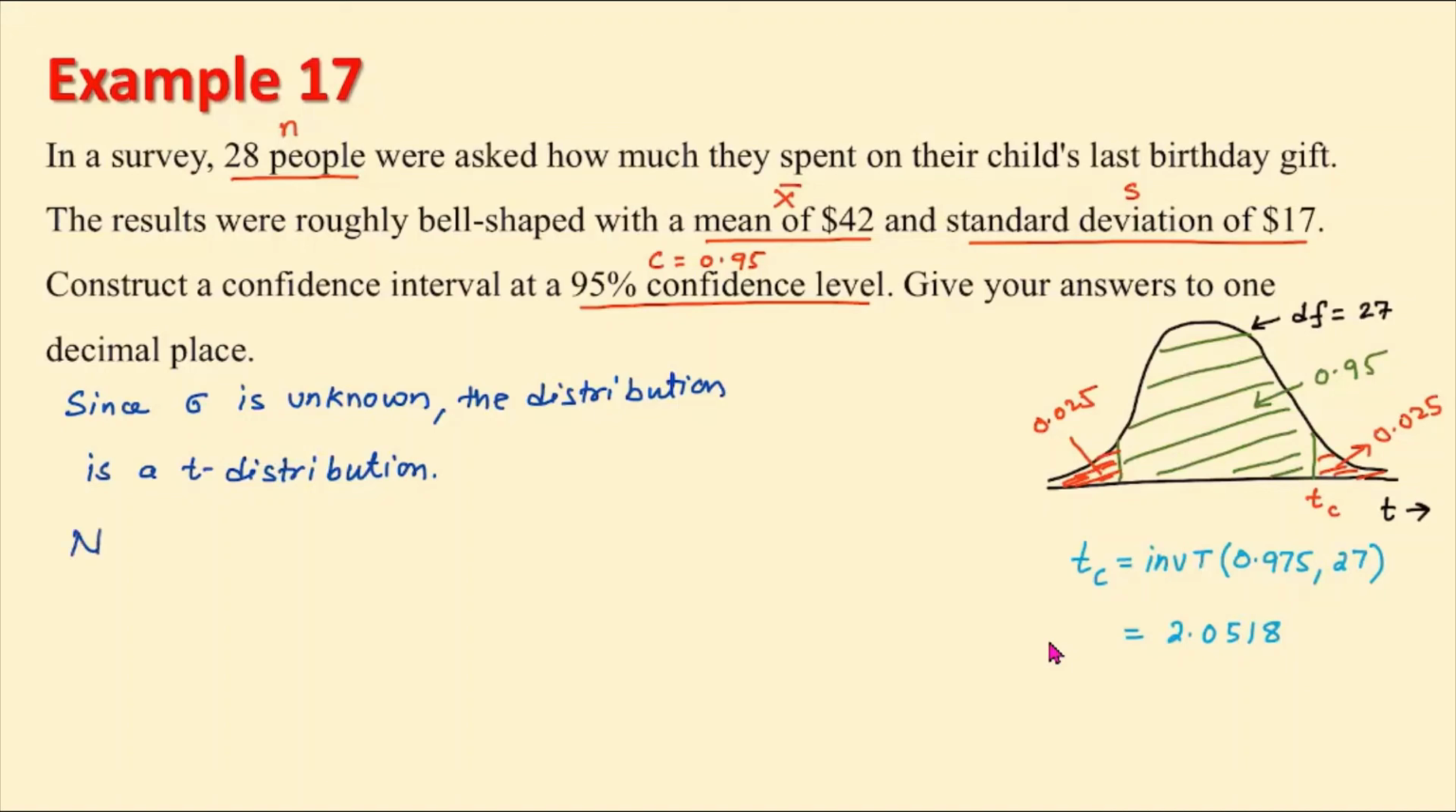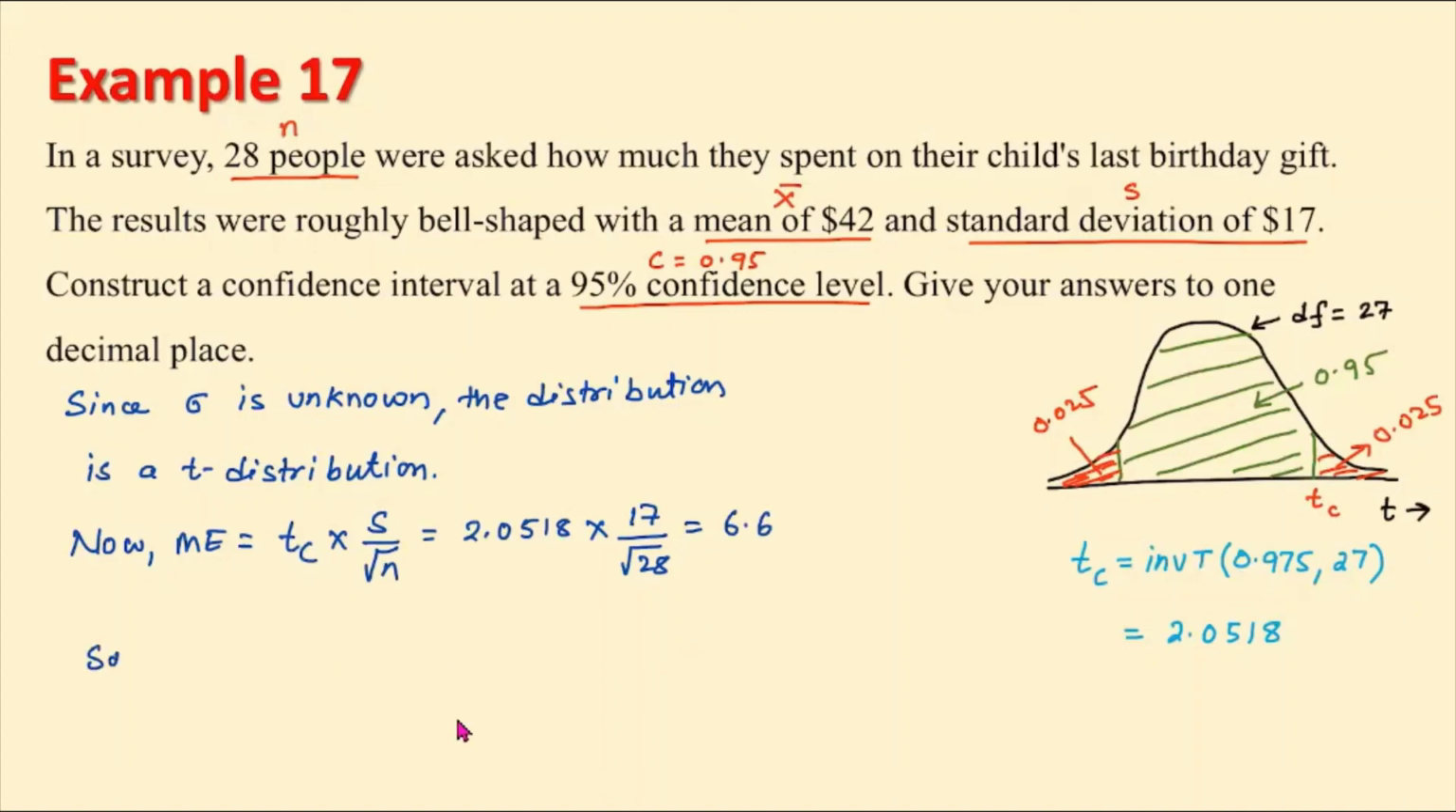So now let's find that margin of error. Margin of error is t critical multiplied by s over the square root of n, the sample standard deviation divided by the square root of n. T critical is 2.0518 times the sample standard deviation, 17, divided by the square root of 28. Since we are asked to write the answer to 1 decimal place, we simplify this, which will be 6.6.